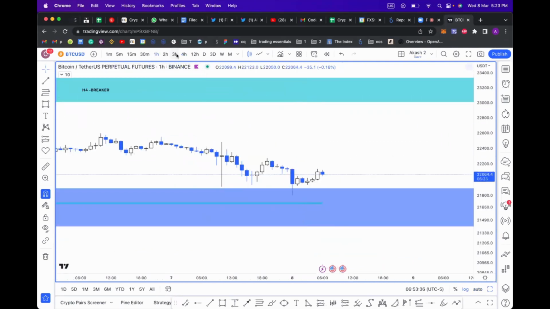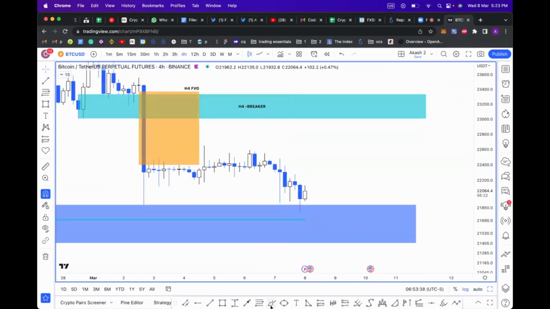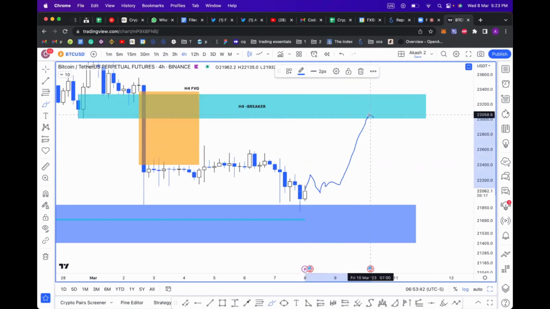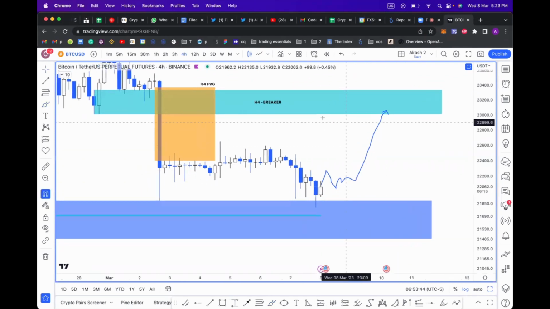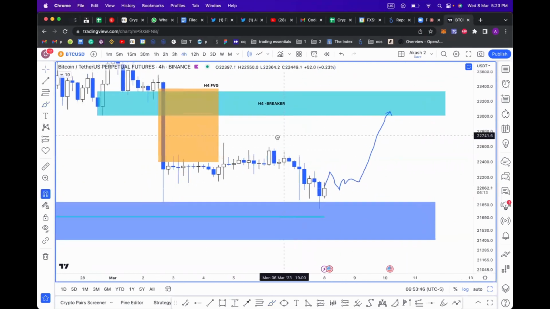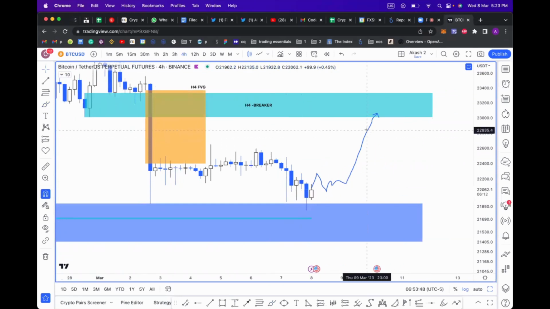On a 1 hour time frame. Okay, let's just stick to 4 hour time frame for now. What I'm expecting right now is for the price to do something like this, and then push up into this particular fair value gap, the breaker. Right now, that is what I'm expecting.